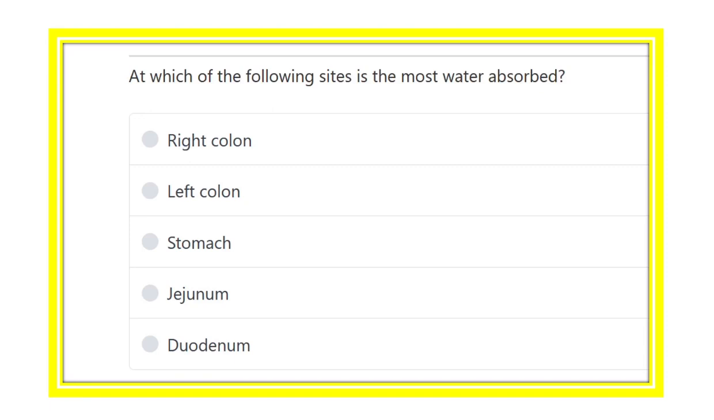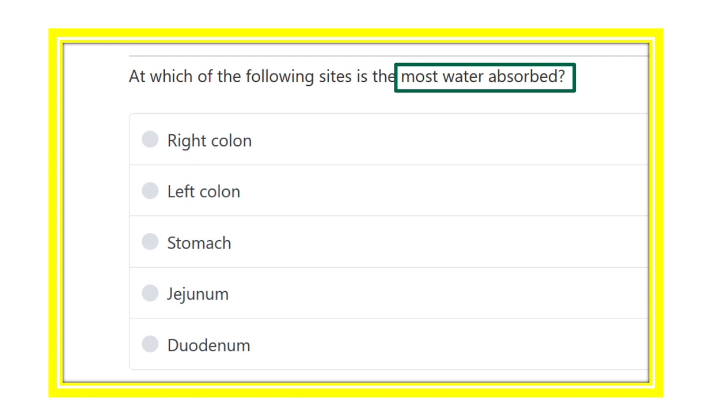At which of the following sites is the most water reabsorbed? So which is the site of the gastrointestinal tract where most of the water is reabsorbed? The options are the right colon, left colon, stomach, jejunum, and duodenum. So now we have to find out from which of these organs most of the water is reabsorbed.